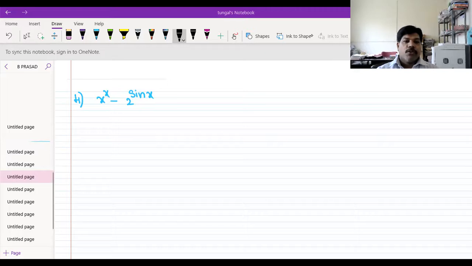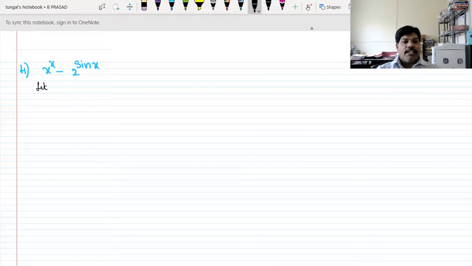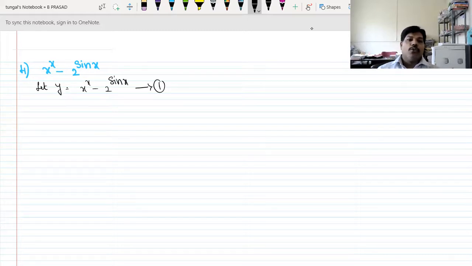See that one first. First, you have to take the given function. What is the given function? You can take y is equal to x power x minus 2 power sin x. Take this as equation number 1. Next, I will do the given problem in two parts.